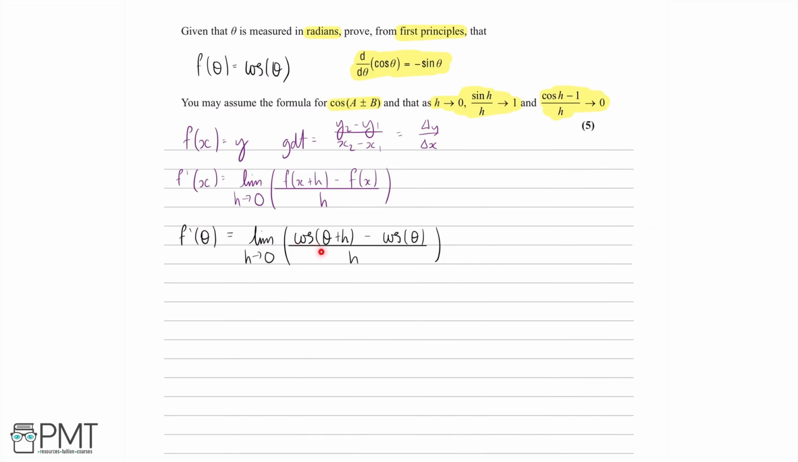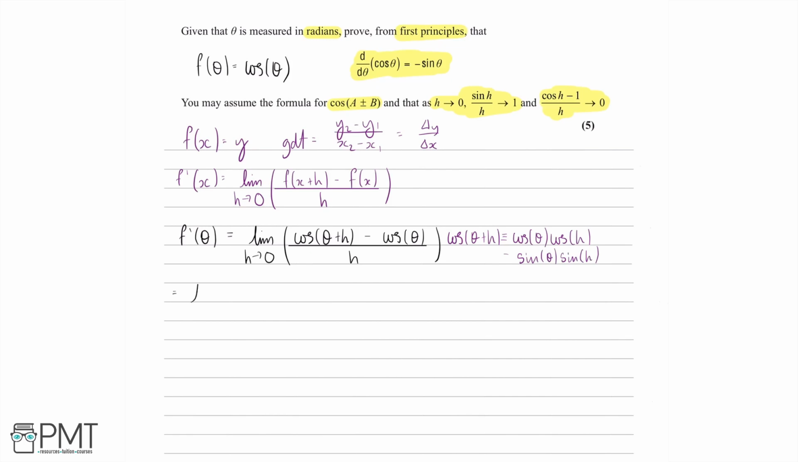Now, we want to expand out this cos theta plus h, and we can do so by the hint of the question, which is we're allowed to use a compound angle formula. So, cos theta plus h is the same thing as cos theta cos h minus sine theta sine h. And this is just the compound angle formula for cos.